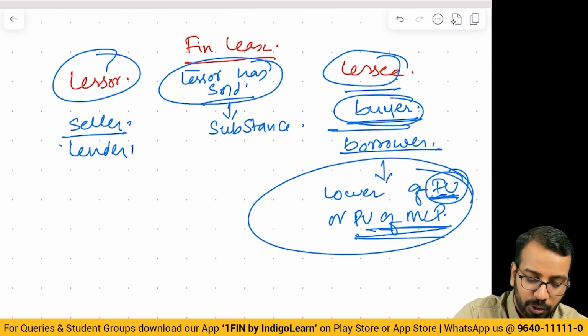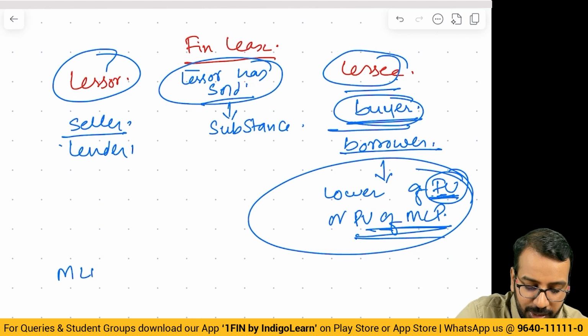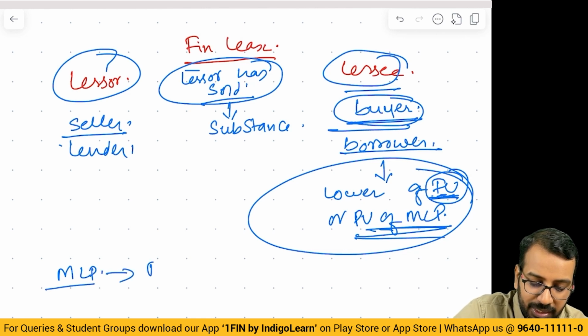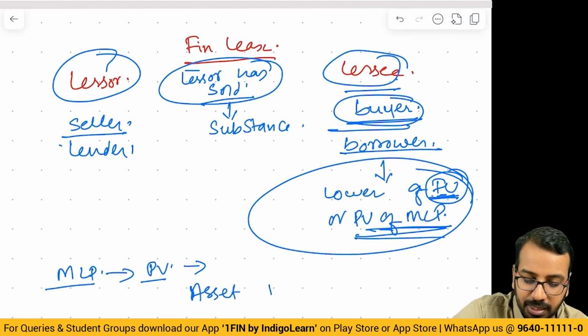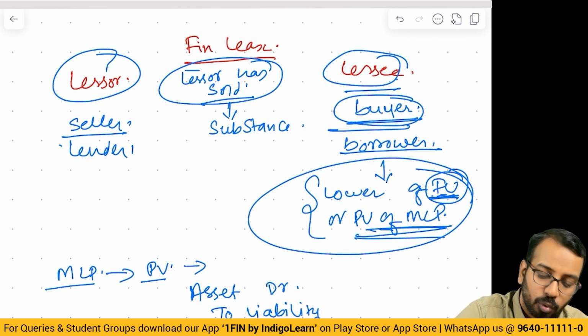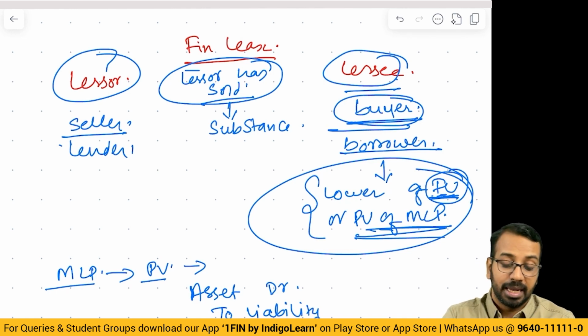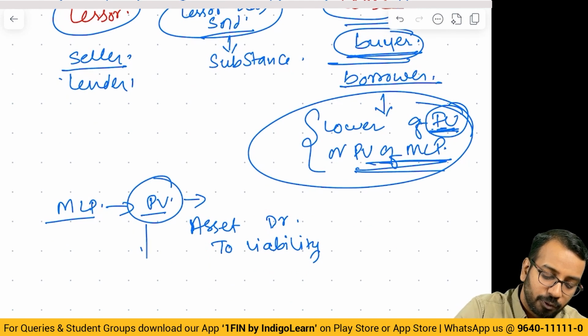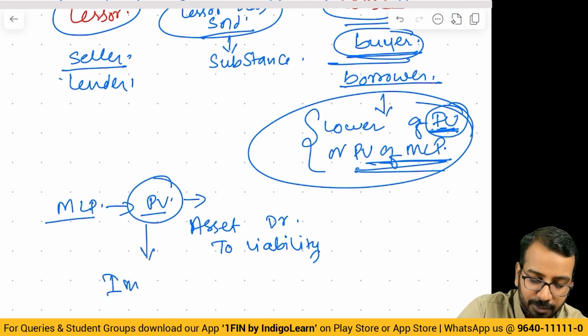So what the lessee will do is, lessee will take all the minimum lease payment, they will calculate the present value. This present value, the lessee will say there is an asset debit to liability. At what value? At the lower of these two values. Okay. Now, to calculate the present value, we need the discount rate, which will either be the implicit rate.